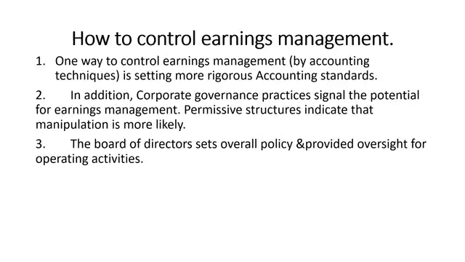Okay, so how do we control earnings management? Earnings management can be controlled in three ways. The first is to control earnings management through accounting techniques. So by using accounting techniques, I can control earnings management. Also, corporate governance practices can reduce or control earnings management by using their structures to detect manipulation if it happens. The third one is the board of directors. The board of directors can set overall policy to control this earnings management.